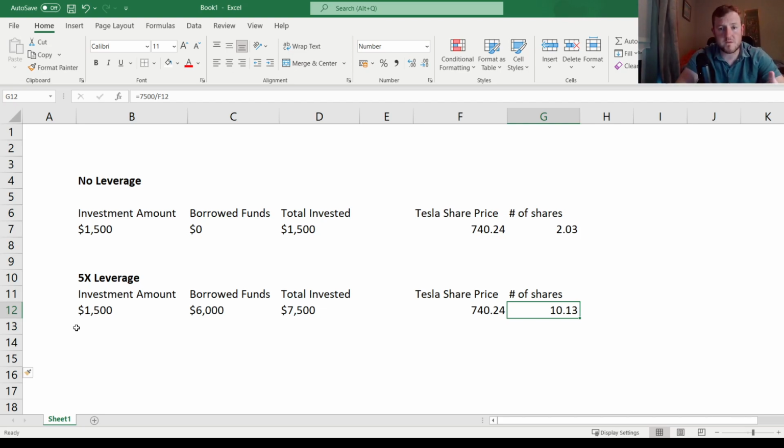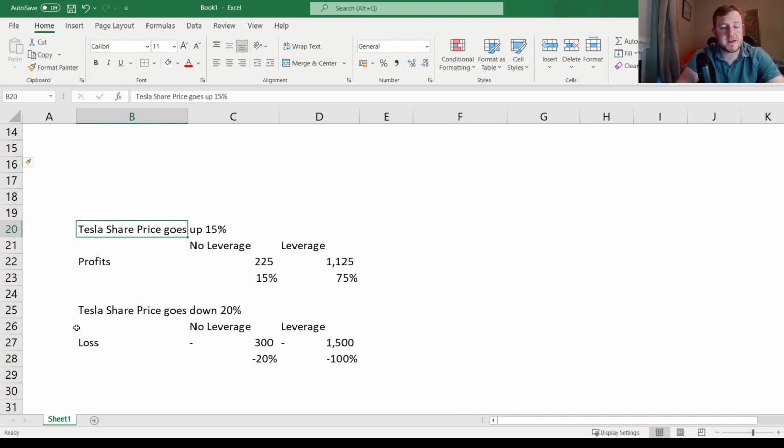So now let's compare both scenarios when the market goes up and down. Let's say the Tesla share price goes up 15%. In that case, the person with no leverage has made a profit of $225, so that is 15% of the $1,500. But as you will see, the person with 5x leverage makes 5 times the gains that the person with no leverage did. So they made $1,125, which was a 75% profit. That 75% is calculated on the $1,500 that they actually invested. I know they're investing with $7,500, but they only had to put up $1,500 themselves. So that equates to a 75% profit.